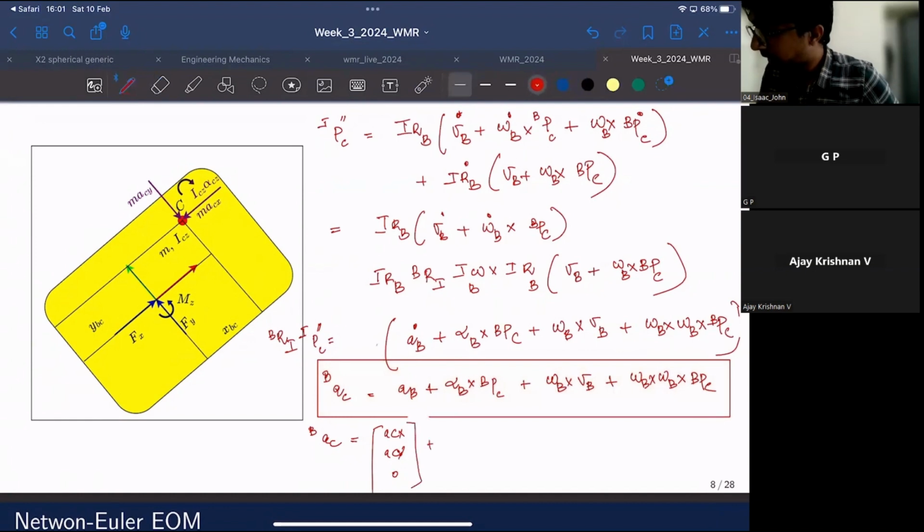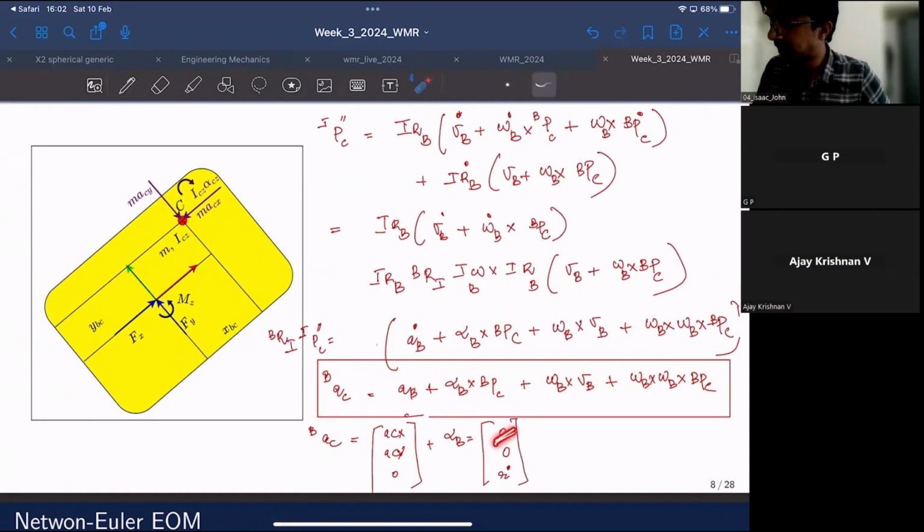Then what are the other terms? We have taken care of this term. What about this alpha term? Alpha B would be nothing but 0, 0, r dot, right? Because we are not considering angular acceleration about the x-axis or the y-axis, only about the z-axis. We know that the angular velocity about the z-axis is r, and alpha being its derivative would be r dot.